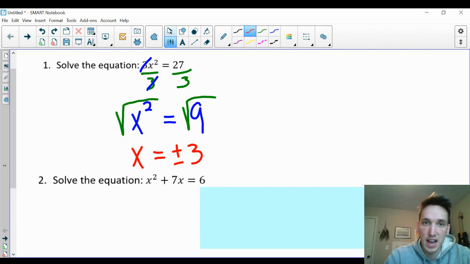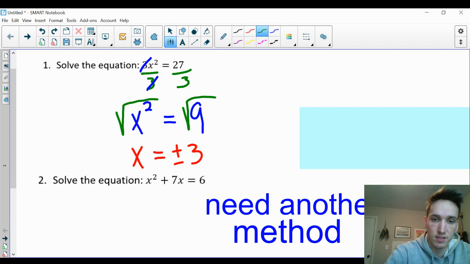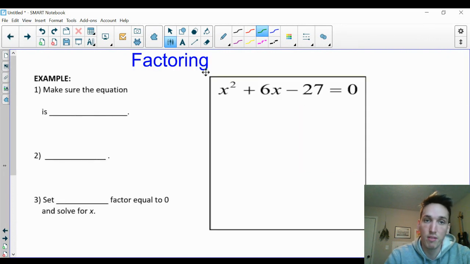So because of that, we are going to need a new method. Because of this 7x right here, we're going to need a different method to solve quadratic equations like this. And that new method is solving by factoring. So all that time we spent factoring a couple weeks ago, this is where it's really going to start coming in handy. We're going to need to know how to factor in order to solve equations like this. So I'm going to break this down into 3 steps, and then we'll do a couple of problems to practice it out.